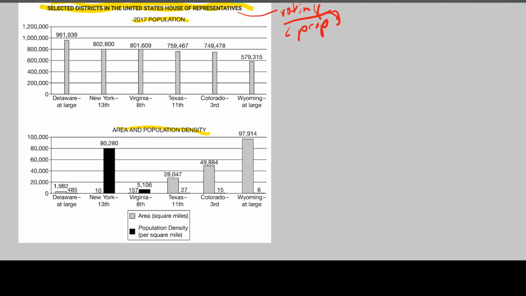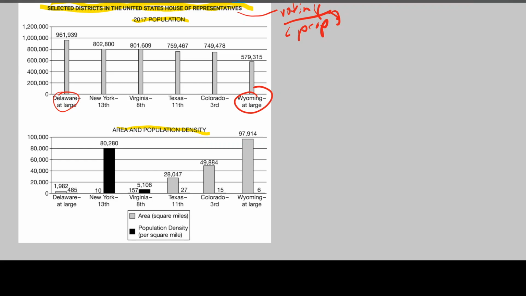Now, in this population graph, we have the population on our y-axis, of course. On the x-axis, we have some of these districts. Two of these are special because we're looking at the state at large, Delaware and Wyoming in particular at the left and right ends. And in between, we're looking at specific districts in New York, Virginia, Texas, and Colorado.